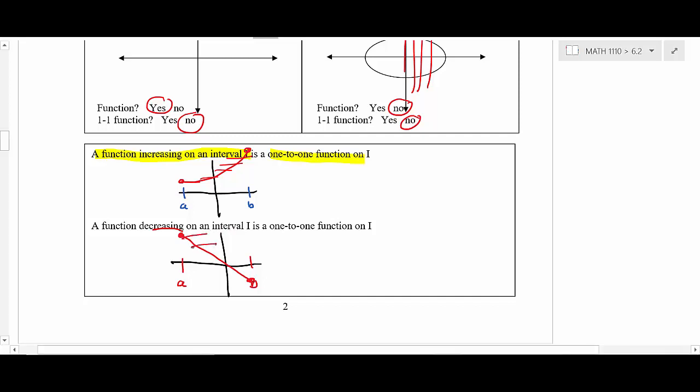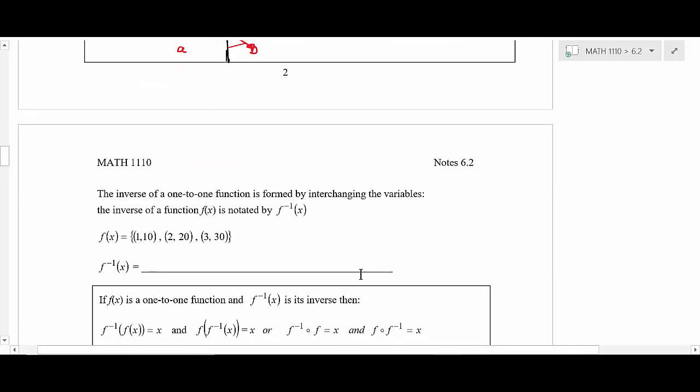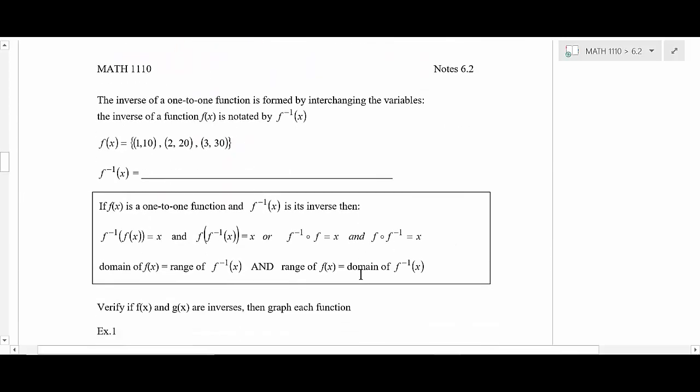Exactly. So that should be logical to you. If a function's increasing, it's one-to-one. If it's decreasing, it's also one-to-one. It can't change though. Once it changes from increasing to decreasing, it can't be one-to-one anymore. So I think we'll have time to just introduce the idea of an inverse. Not get too heavy into it, but the basic idea.